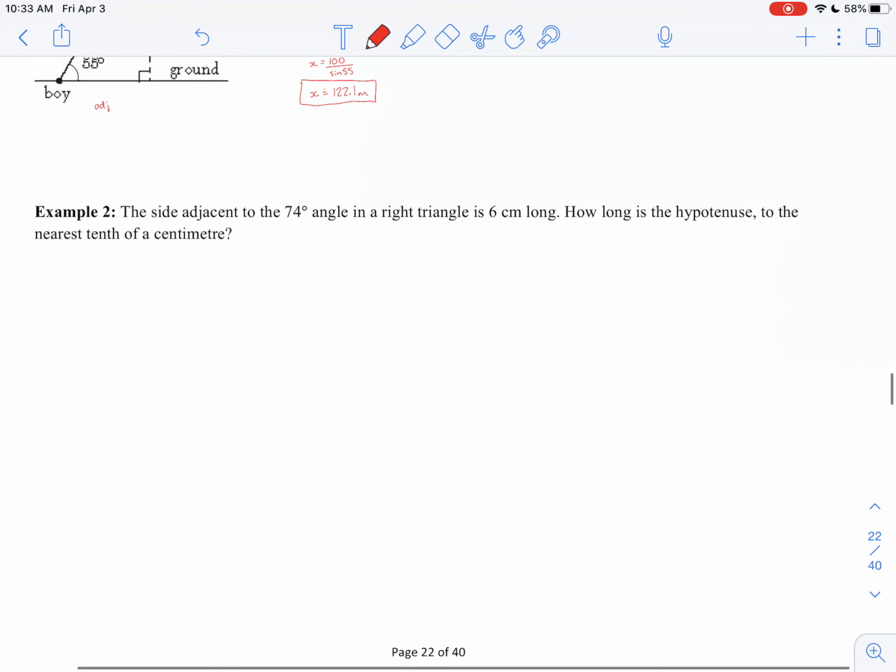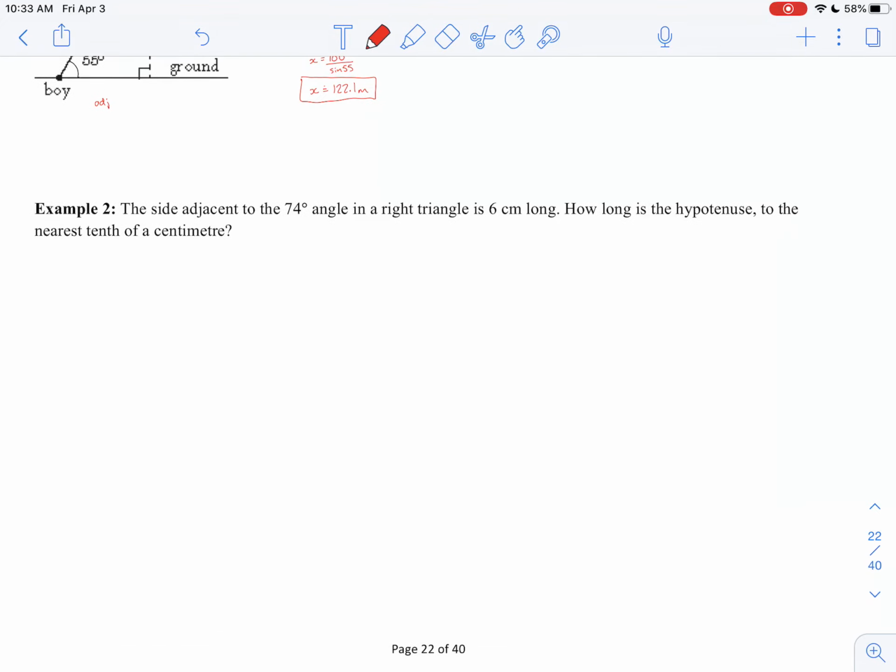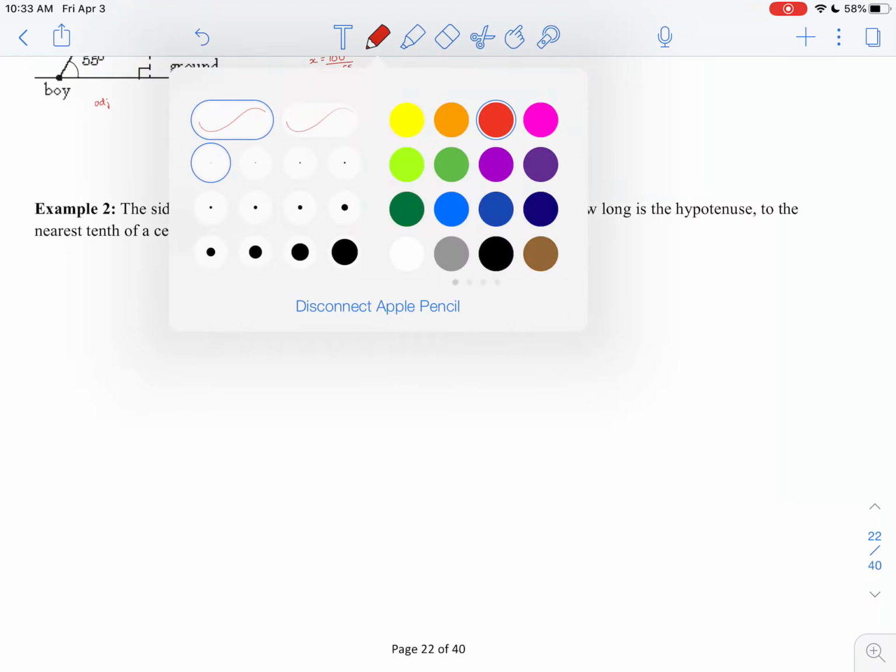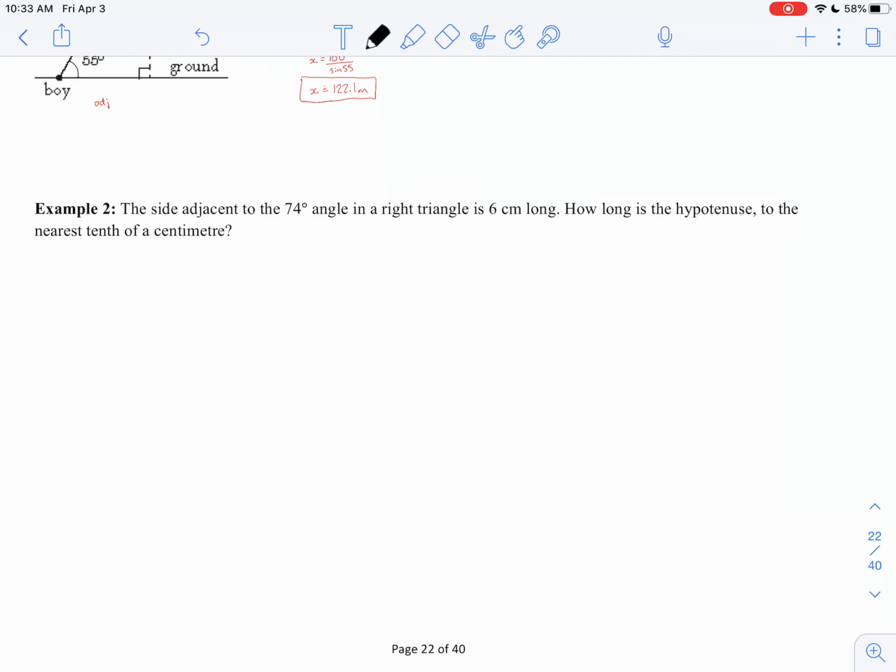Question 2. The side adjacent to the 74-degree angle in a right triangle is 6 centimeters long. How long is the hypotenuse to the nearest tenth of a centimeter, or one placeholder after the decimal? So quite often students struggle drawing the diagram. Once a diagram is drawn, it's not too challenging of a question.